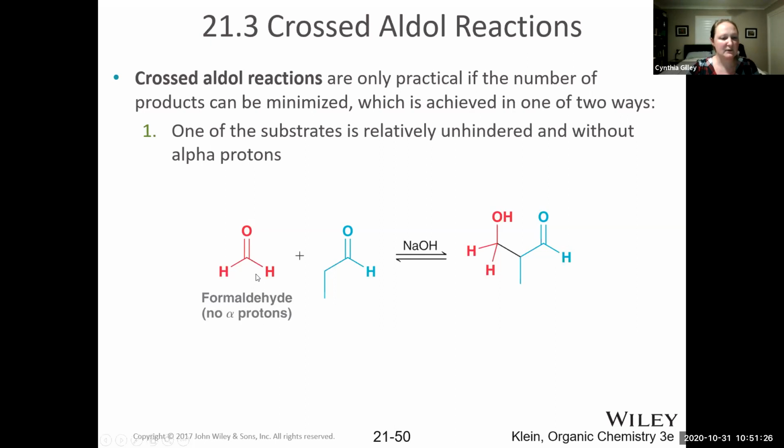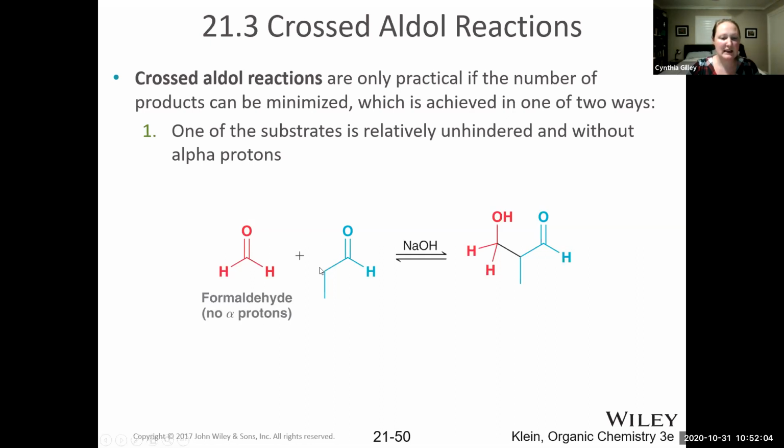One way to do it is if one of the substrates is relatively unhindered, meaning it makes a great electrophile, and it does not have any alpha protons. Notice that formaldehyde does not have an alpha carbon with hydrogens attached to it. So this is another example of an aldehyde which cannot form an enolate. And that's an advantage for this crossed aldol reaction because the only aldehyde that can form an enolate is the propionaldehyde, also known as propanal. So only one enolate is possible in this solution.